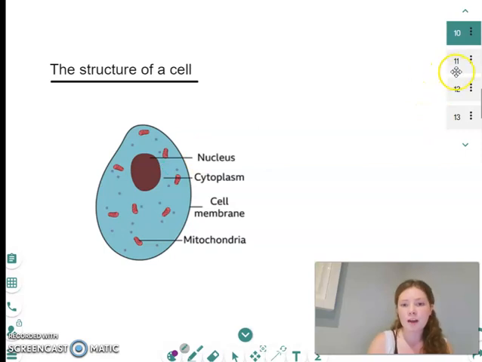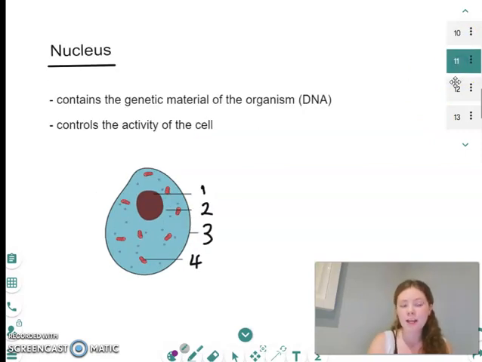If we start with the first component, which is the nucleus, this contains the genetic material of the organism, which is the DNA, and it controls the activity of the cell. So it tells the cell what to do. From your lessons and the diagram on the previous page, can you remember which number is the nucleus? Great, well done. It's number 1 here, this big structure, and there's only one of it. Fabulous. And in a city, this would be the government. There's just one of it, and it tells everyone what to do.